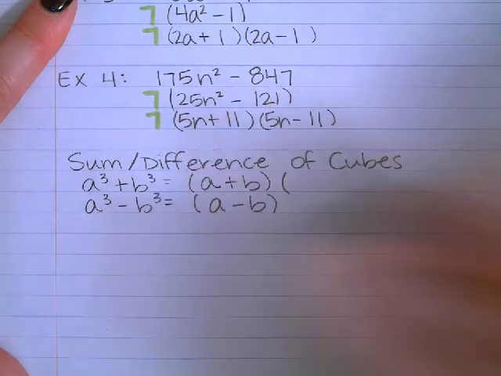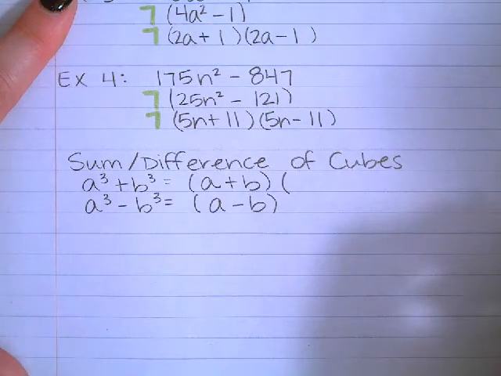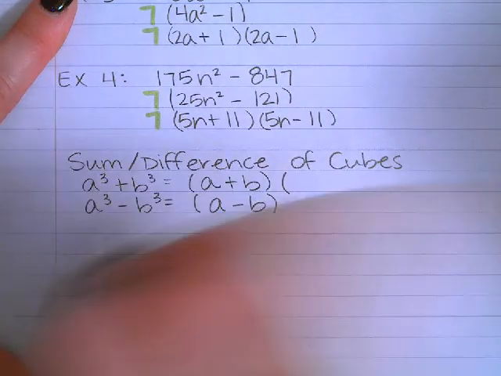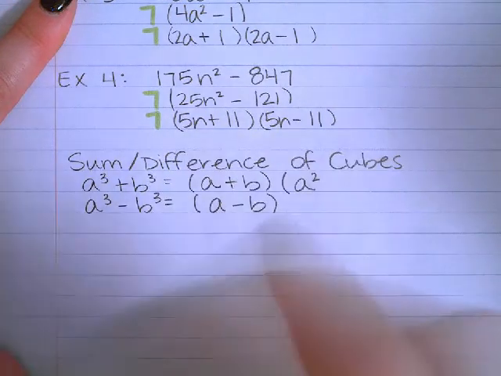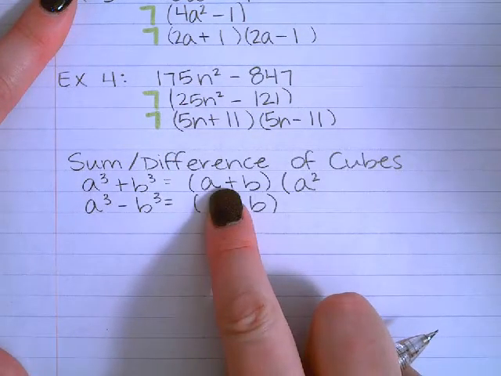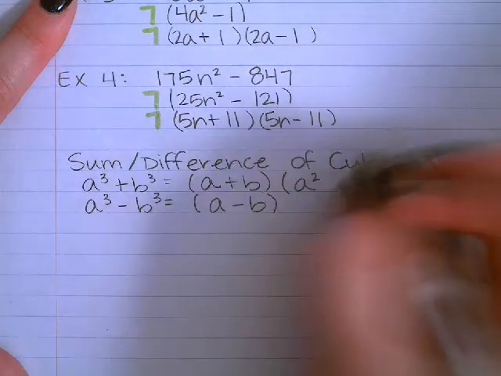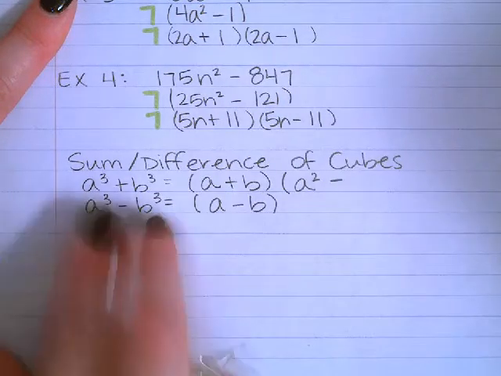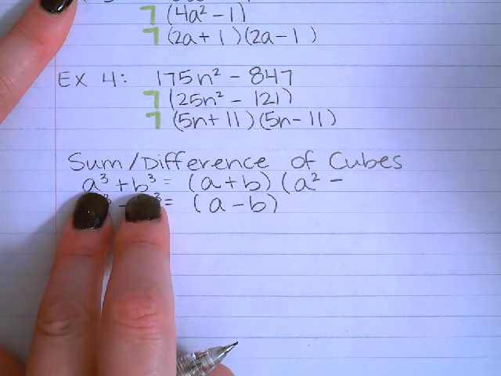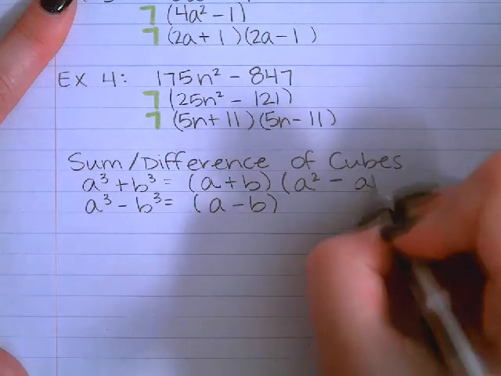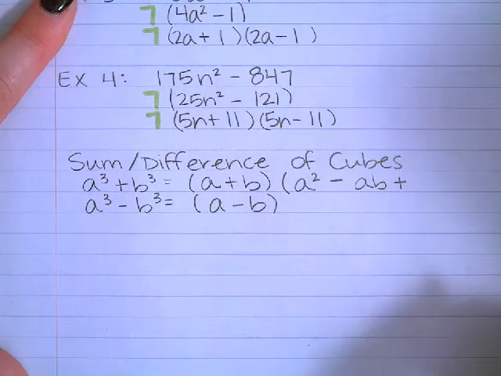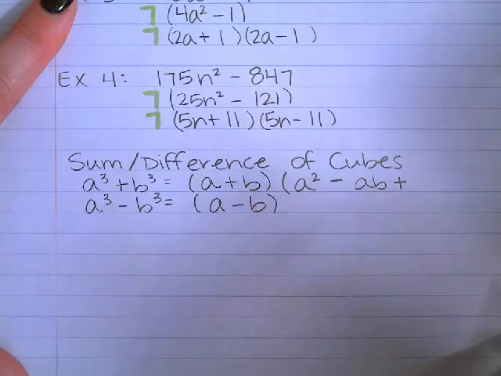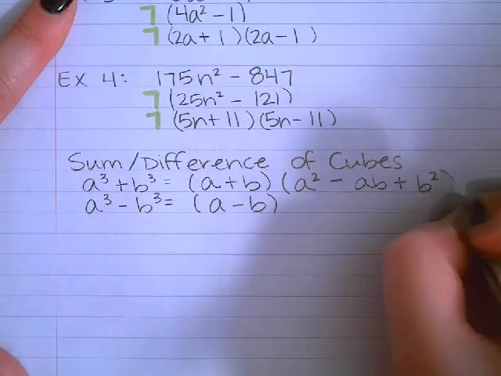The second set of parentheses is a little bit trickier, but there's a pattern to it. So you do a times itself, a squared. Then whatever this sign is, you do the opposite. So if this is a plus, this one is a minus. Then you multiply the two together, a times b. And then the last term is always a plus, always positive. And then you do this term multiplied by itself, b squared.